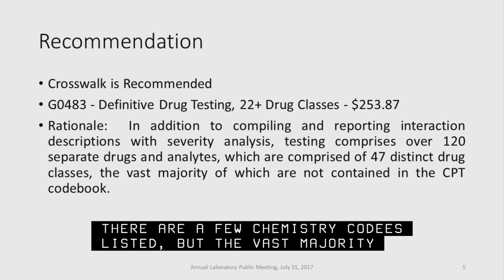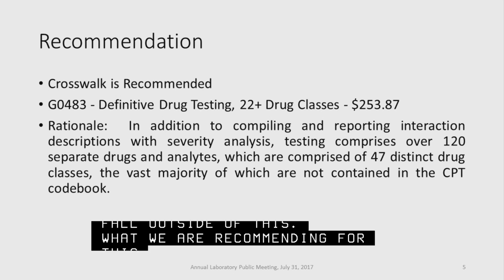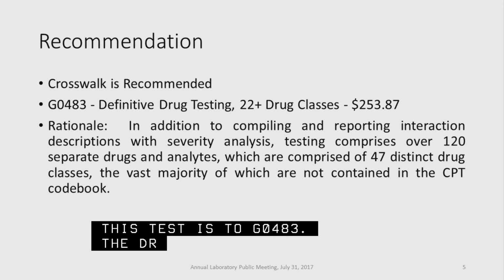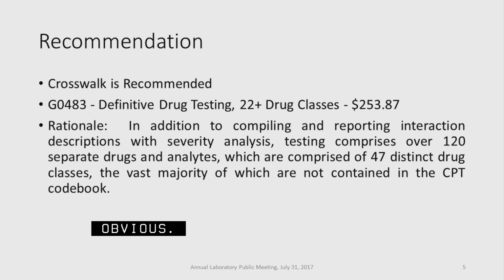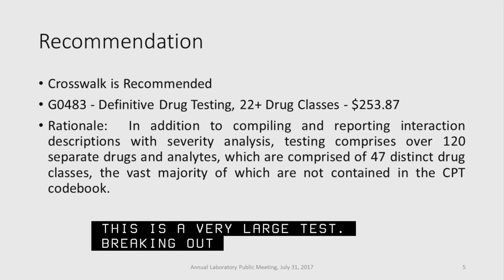And the crosswalk that we're recommending for this test is most similar, we believe, to G0483, which is the definitive drug testing of 22 plus drug classes, for reimbursement of $253.87. And the rationale for that, I think, is fairly obvious, that this is a very large test of 120 plus substances. You can break it out into about 47 different distinct drug classes. However, the vast majority of those are not currently contemplated in the code book.